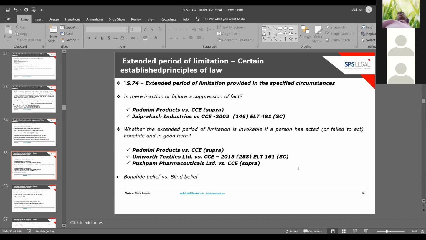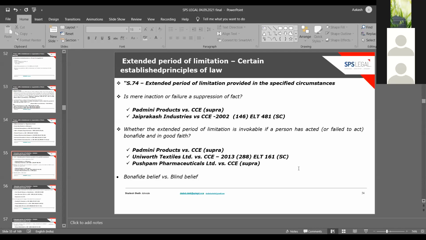If we see certain established principles of law in this regard, is mere inaction or failure a suppression of fact? In Padmini Products, the duty liability was not discharged on the agarbattis being manufactured by household ladies. The case of the department was that there was willful suppression of this activity of making agarbatti, which was an excisable product. The Supreme Court did not agree that a mere non-declaration is sufficient to invoke the larger period of limitation; some more positive act is required.